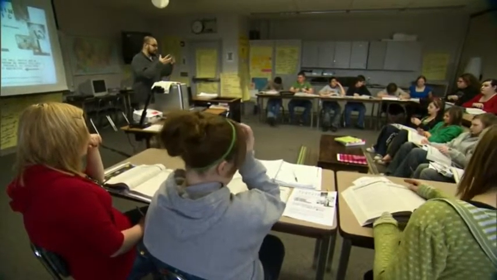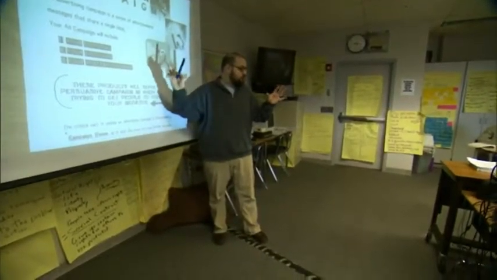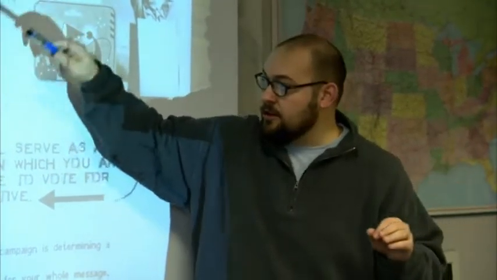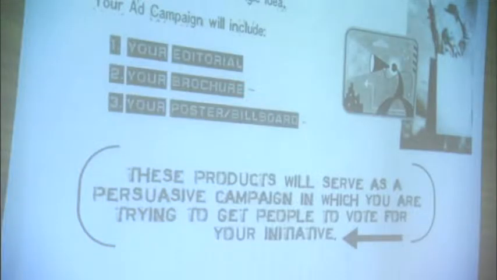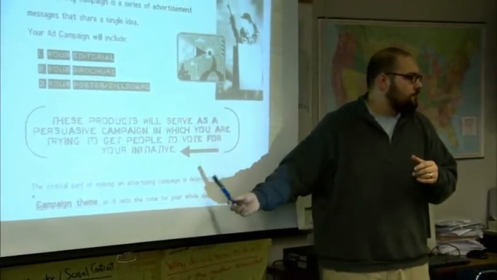You're actually gonna take your editorial and turn it into a brochure, okay? Does that mean that you're gonna rewrite everything from your editorial onto your brochure? No, it's just a different format. You're gonna take the most important parts and transfer it to a brochure. So your ad campaign is going to include something you've already done, your editorial, the brochure that you're gonna make from your editorial, and then you're gonna make some kind of poster or billboard all around your campaign theme. Something that is a sort of universal goal, and your goal will be to serve as a persuasive campaign in which you're trying to get people to vote for your initiative.